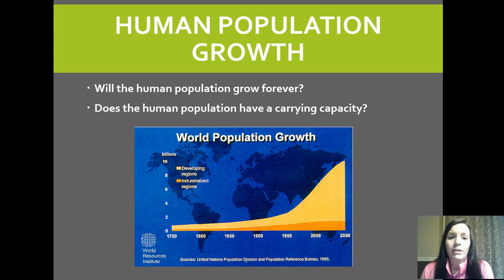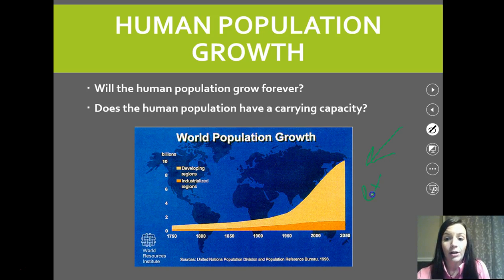The final thing we're going to discuss in this unit is human impact. A big topic is human population growth. So will the population grow forever? Do we even have a carrying capacity? If you look here at this graph, what kind of growth model is this? This is not logistic. We have not reached a carrying capacity. This is an exponential growth model, and it's continuing to grow.